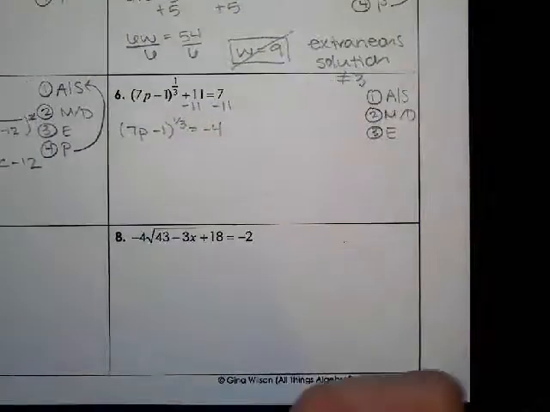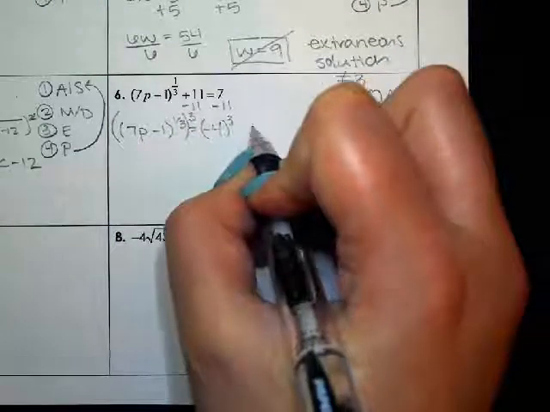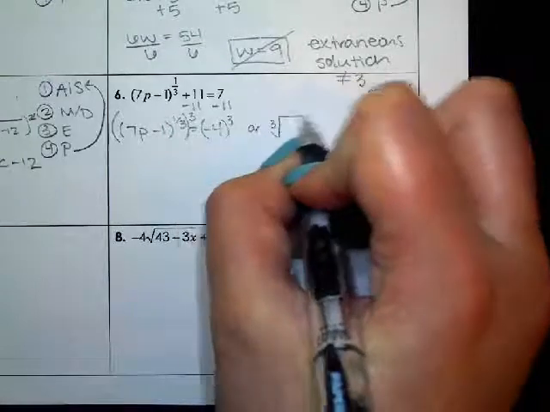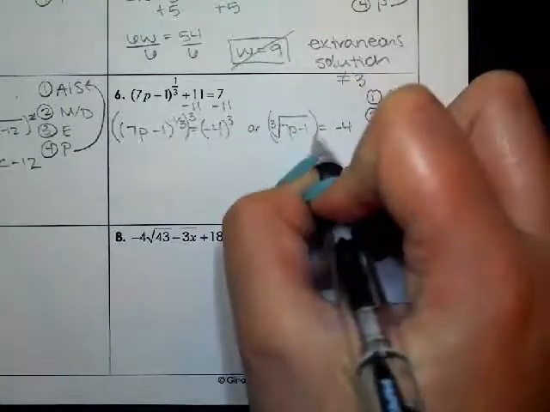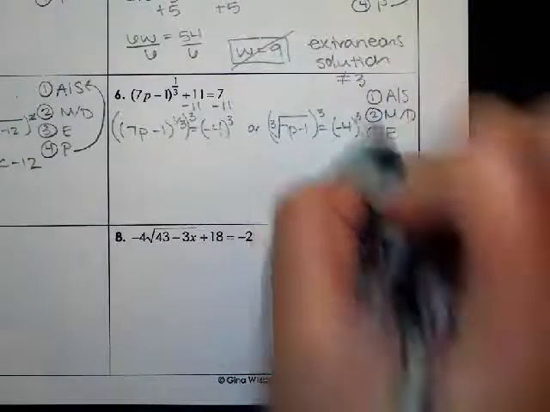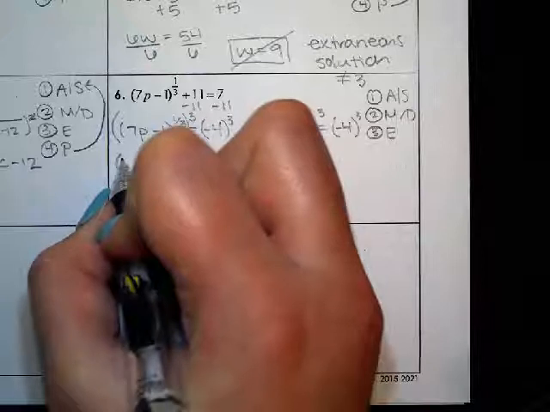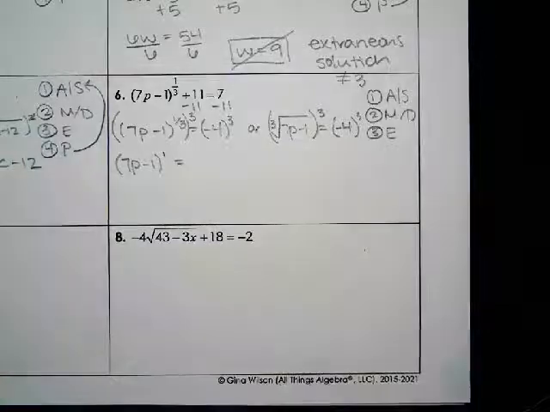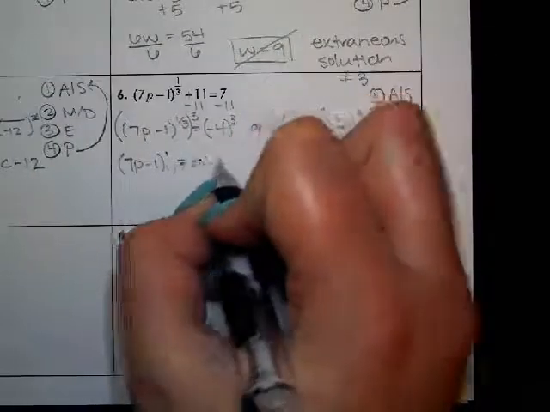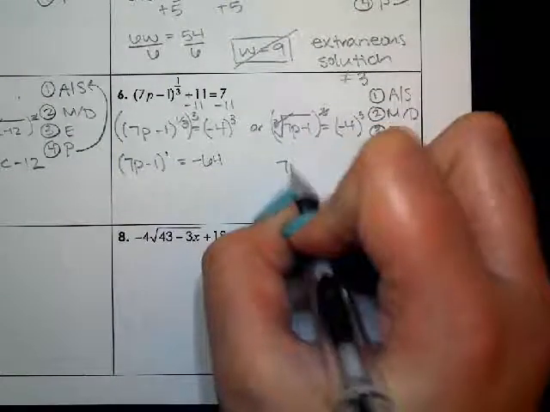Is there an exponent I could introduce or an exponent I could get rid of? Yes, there's a 1/3. I can raise it to the 3rd power. Or if you were uncomfortable with that, you could rewrite the problem as the 3rd root of 7p minus 1 equals negative 4. And then we would do the same thing. We would raise it to the 3rd power. Okay, so here 1/3 times 3 is 1, so we have 7p minus 1 to the 1. Negative 4 to the 3rd is a negative answer, negative 64. So cube root and a cube cancel out. 7p minus 1 equals negative 64.